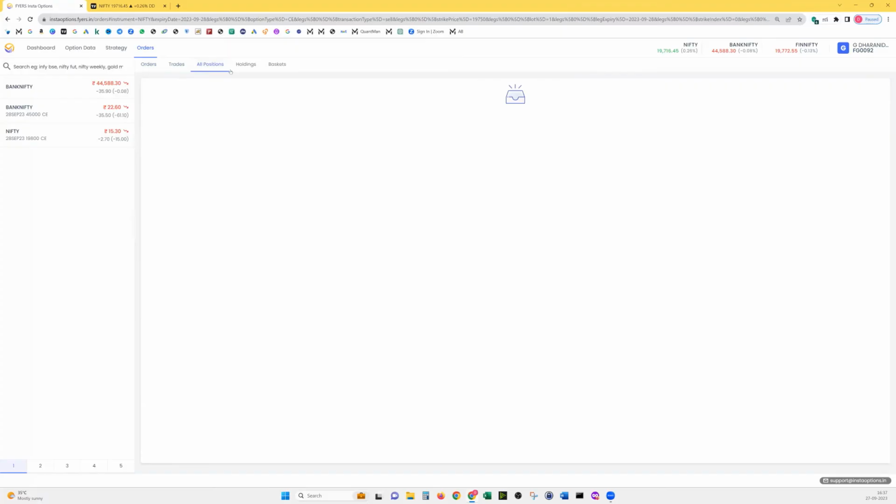Here we can look into the position tab, like what positions we have, they will be open over here. And then the holdings. If I have any holdings, they will be visible over here. And then the baskets. On top of which, we have another cool feature on the settings tab.